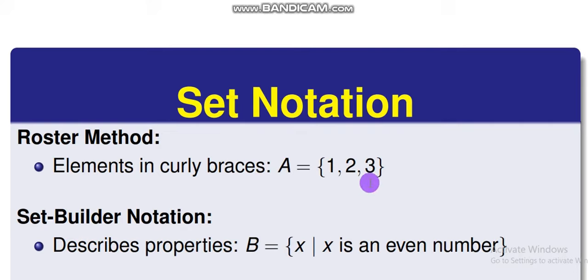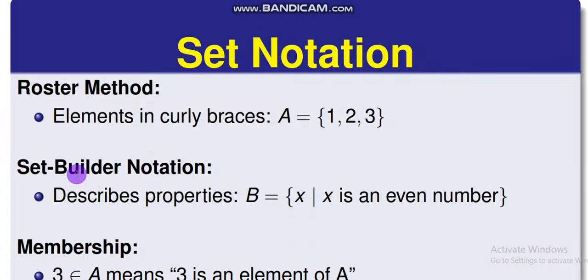This is the only type of bracket you are allowed to use in set notation. You cannot use a square bracket or a parenthesis. It is not a set when you use those types of bracket. Curly braces are the only ones used.